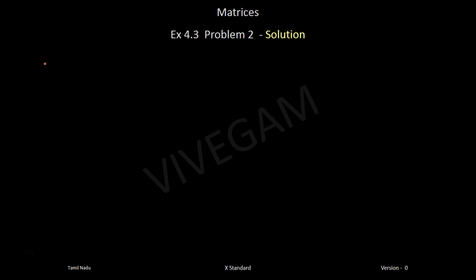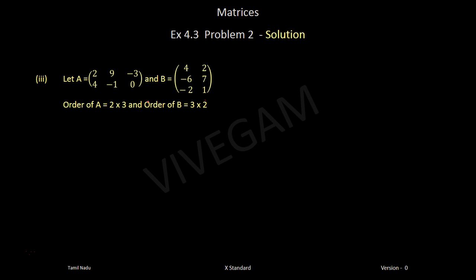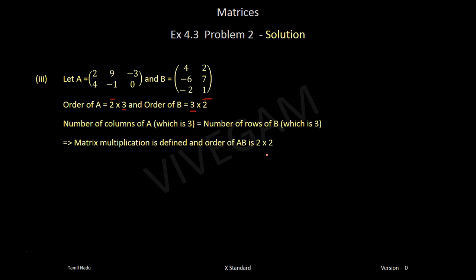Okay, this is 3. So here we are having two matrices. The first matrix is defined by 2 rows and 3 columns, 2 by 3. Matrix B is defined by 3 rows and 2 columns, that is 3 by 2. So, is it defined? The number of columns here is 3, number of rows is 3. So, matrix multiplication is defined. What will be the order? Order will be whatever is left out. So, that is this into this. So, the order will be 2 by 2. Am I right?